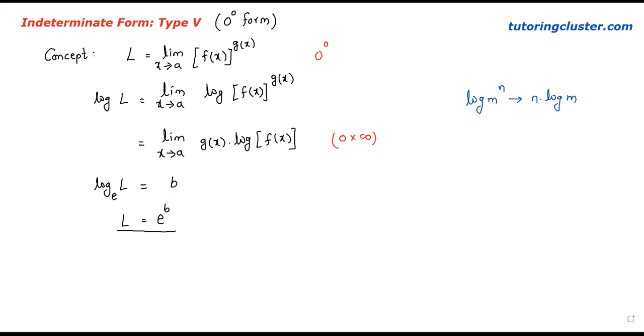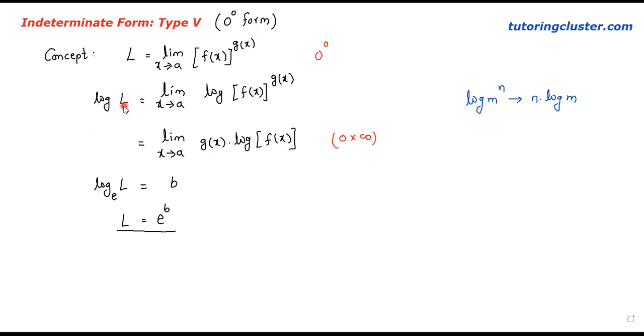एक बार फिर से देख लेते हैं. देखिए टाइप 5 है, इट इज ऑफ द फॉर्म 0 टू द पावर 0. लेट्स से आपको एक लिमिट दिया हुआ है, function is f of x to the power g of x, and let's say f of a is 0 and g of a is 0. तो अगर हम यहाँ पे वैल्यूज पुट करते हैं तो 0 टू द पावर 0 आएगा, राइट? सो टू सॉल्व सच टाइप ऑफ फॉर्म आपको क्या करना है? यहाँ पे log लेना है ऑन बोथ साइड.